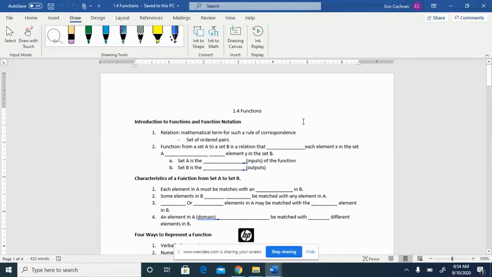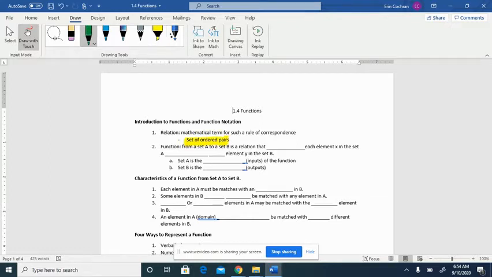Morning. Today we're going to talk about 1.4 functions. Okay, the introduction to functions and function notation. A relation is a mathematical term for such a row of coordinates, or also known in Algebra 1 as a set of ordered pairs. Okay?